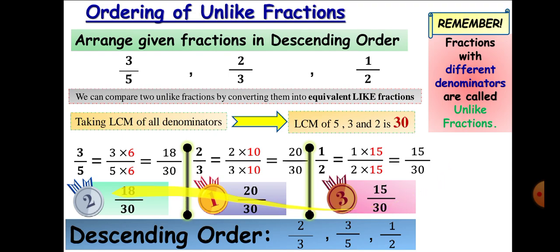Now the denominators are the same, so I get to know that 20 over 30 is going to come first, 18 over 30 is going to come second, and 15 over 30 is going to come third. That indicates 2 over 3 is going to come first, 3 over 5 is going to come second, and 1 over 2 is going to come third.